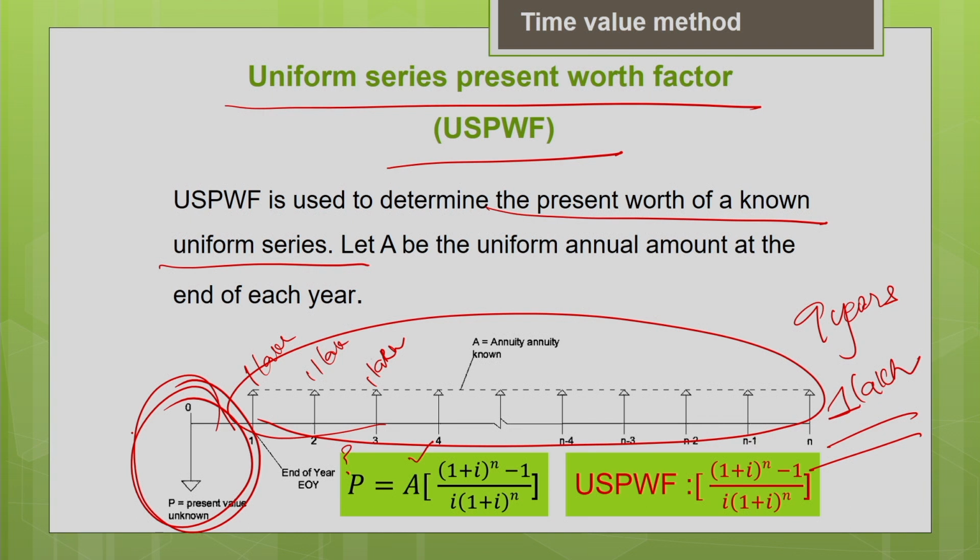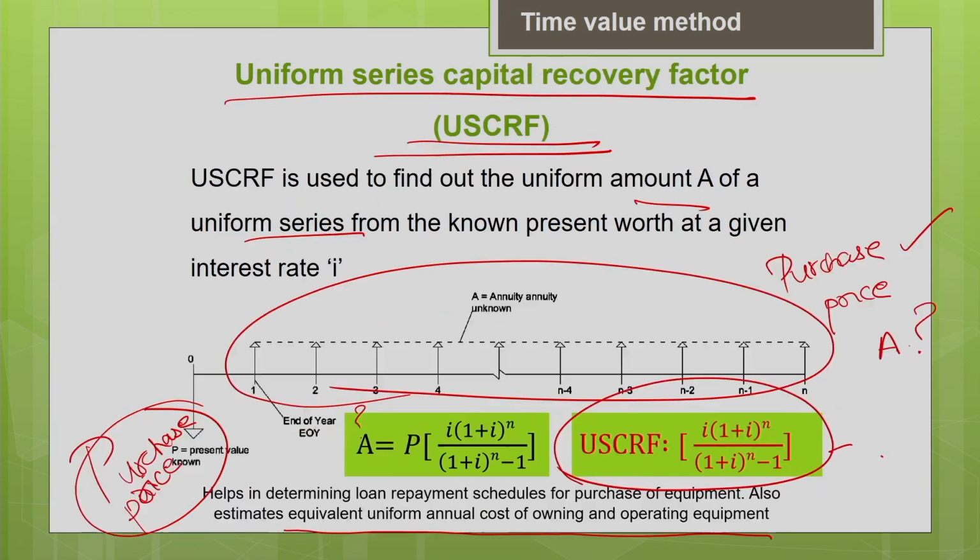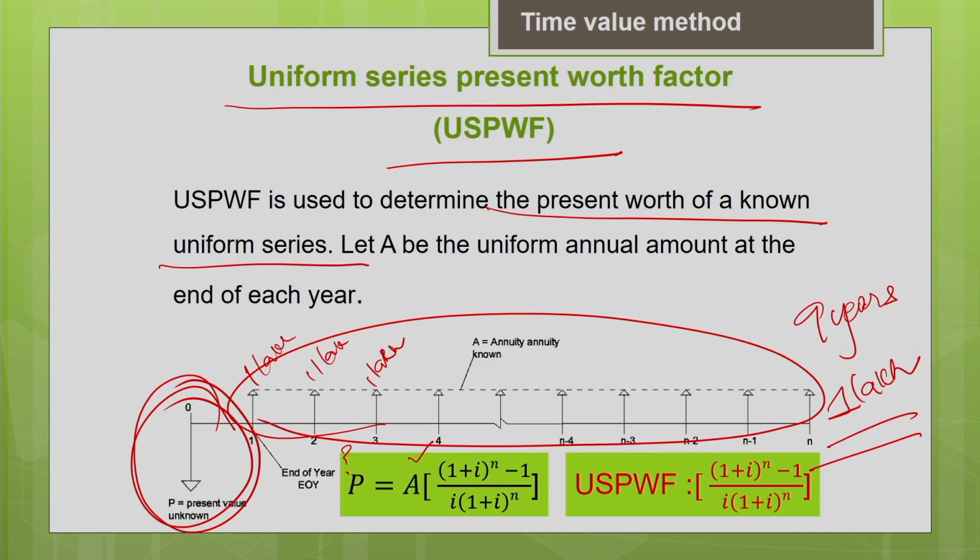So I can find the present worth of the known series of cash flows using this uniform series present worth factor, which is nothing but a transpose of the earlier formula we discussed. It is a transpose of the uniform series capital recovery factor. So here you can see P is made equivalent to A by this uniform series present worth factor.